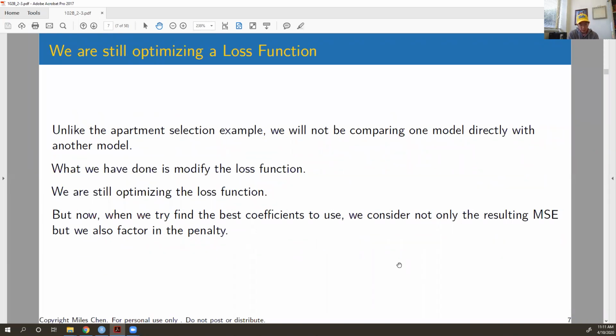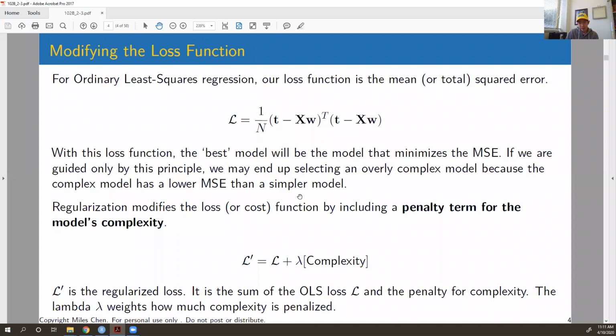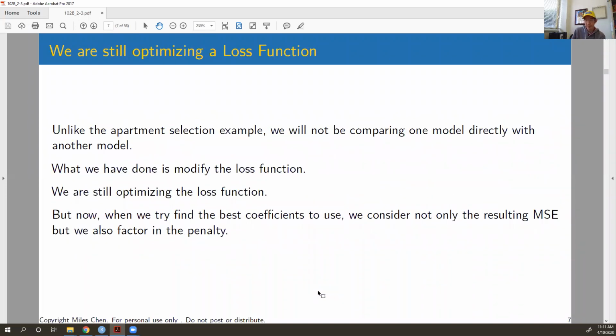Keep in mind, what we're doing is optimizing a loss function. This thing looks a little bit like AIC or BIC, but it's different. AIC and BIC are metrics that you use after the fact. If you haven't taken 101A and you don't know AIC, BIC, that's okay. But those are metrics that you use after the fact to compare models. Here, these are not after the fact. These are actually used in the process of optimizing.